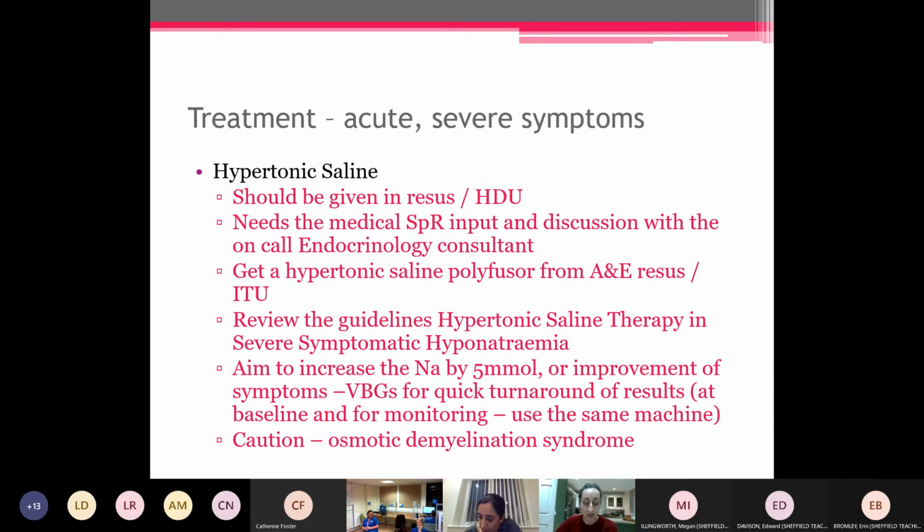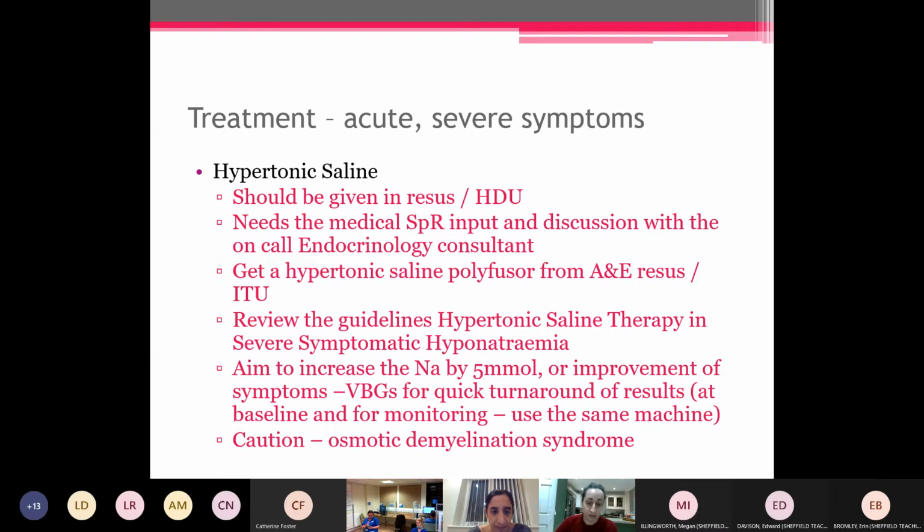And the aim is to increase the sodium by 5 millimoles or improvement of symptoms. So if they're seizing, we want them to stop seizing, essentially. And the way that we monitor is we would do a VBG at baseline, and then we would do it after the first dose of hypertonic saline on the same machine so that we can see the trend quickly. And if we're giving further doses, we would do it again. We would always use the same machine, and we always need the VBG at baseline because there is always a discrepancy between the VBG and the lab U&Es. And the thing that we're worried about is osmotic demyelination syndrome, essentially.